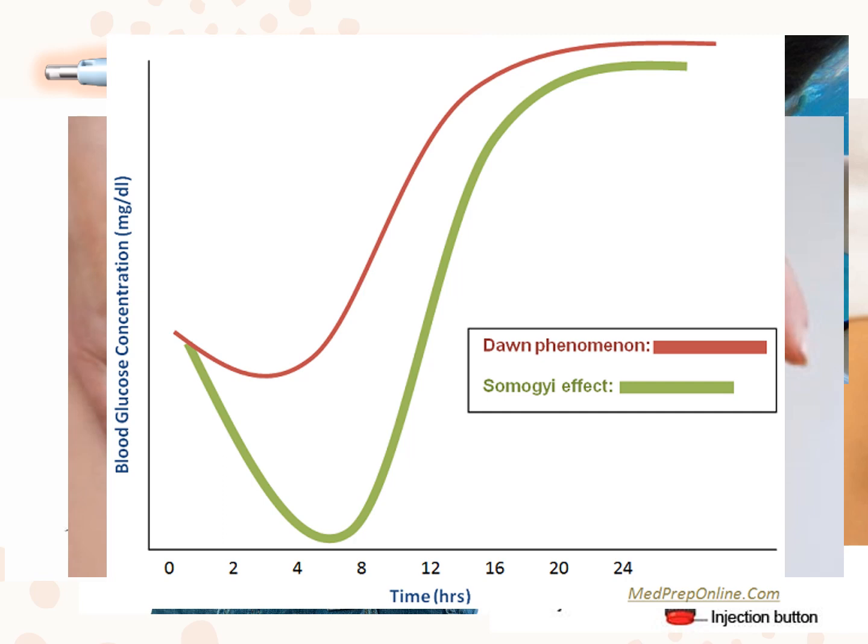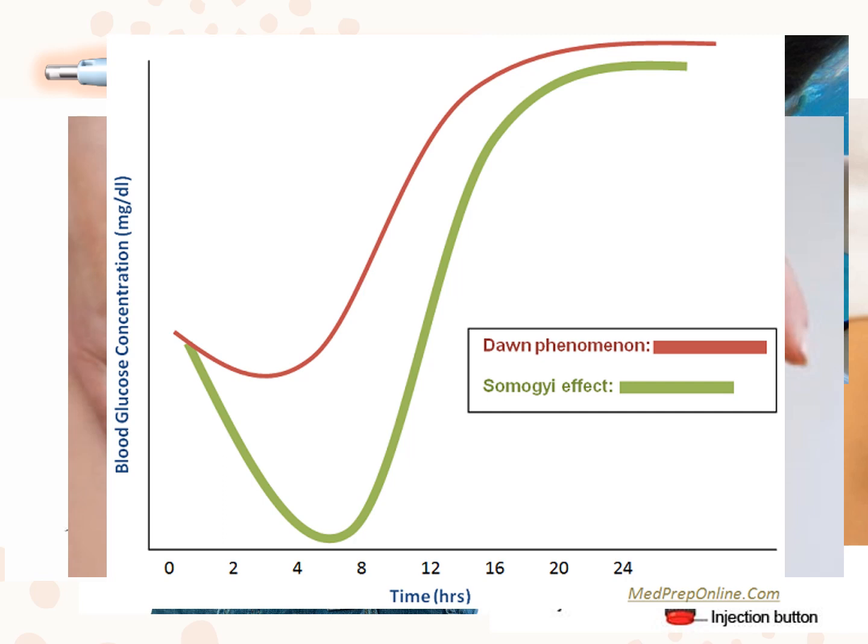The answer is the dawn phenomenon. Why? Well, my sugar didn't dip low, didn't go below 70. So I had the dawn phenomenon. Well, what are we going to do for that patient? We're going to change up their insulin, and we're going to make it later. Right, give it at like 10 something.